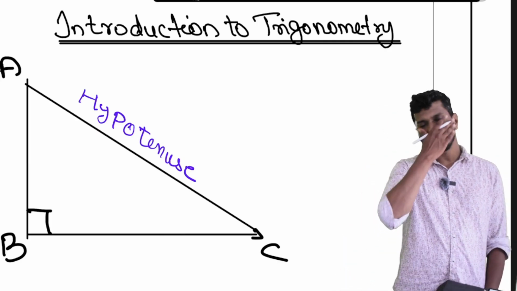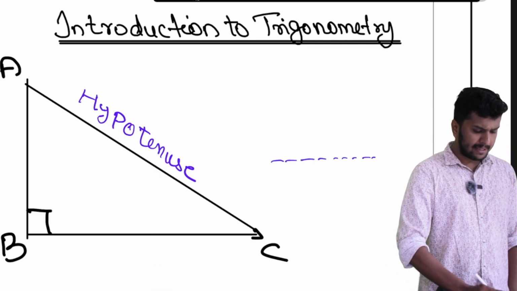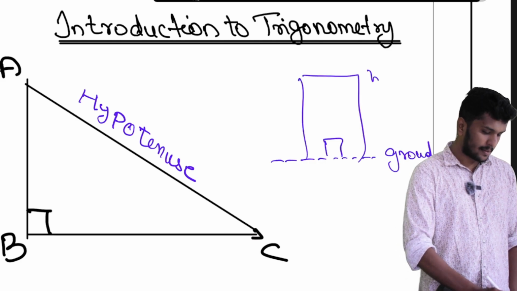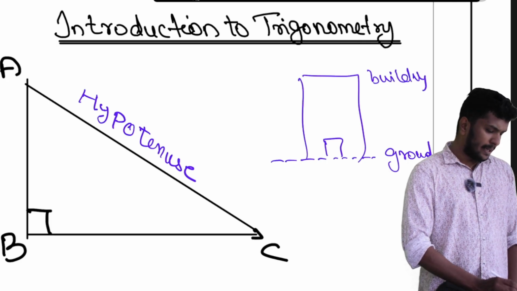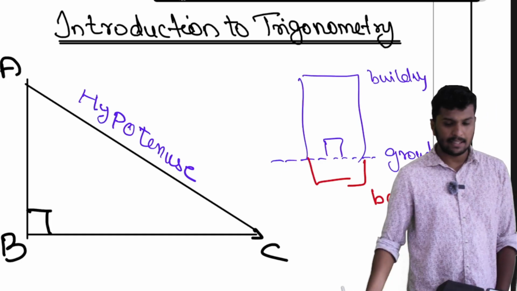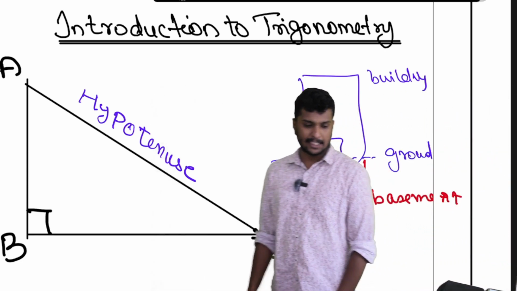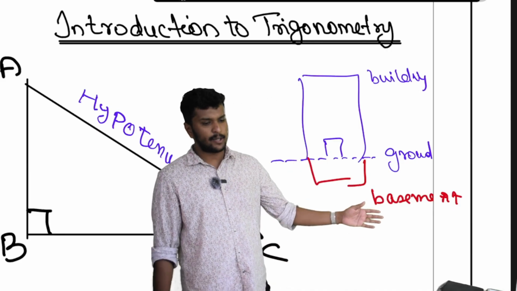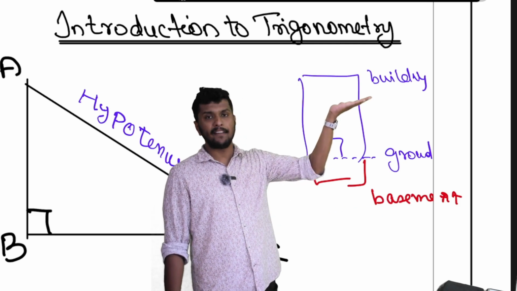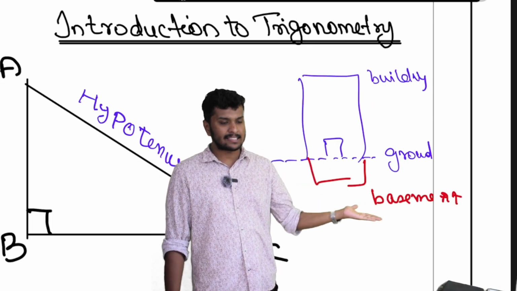Now listen. Look here. This is the ground, and on the top there is a building. Below the building you have a floor called the basement. You have the side known as the basement over here. Above the basement the building stands, so that is why this is known as the base.